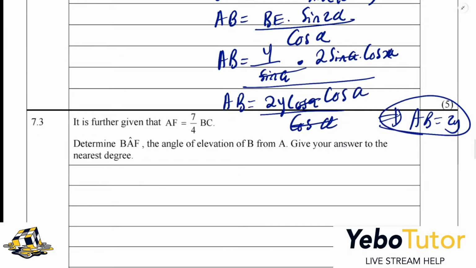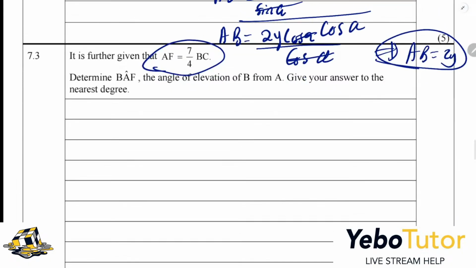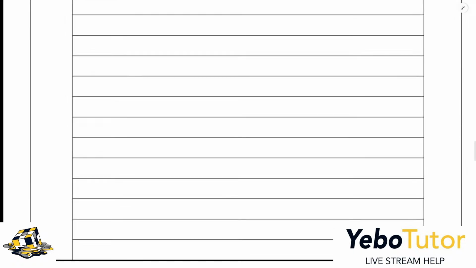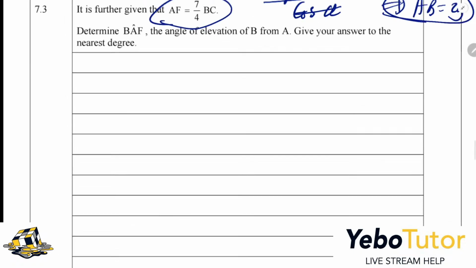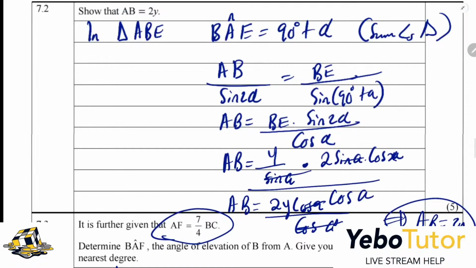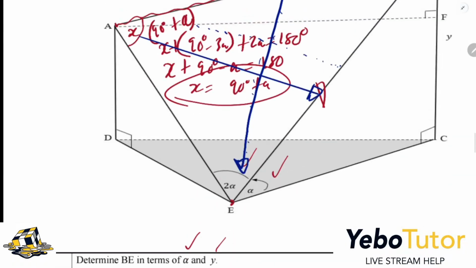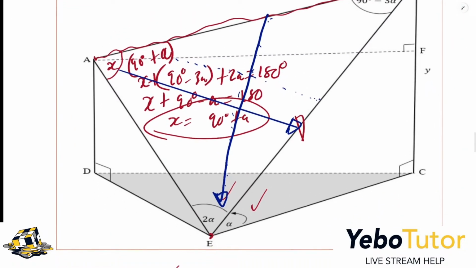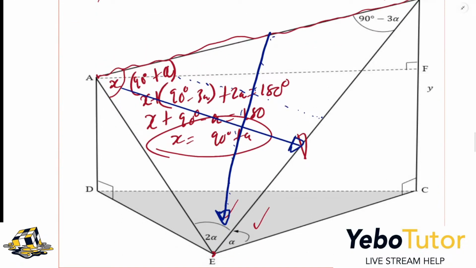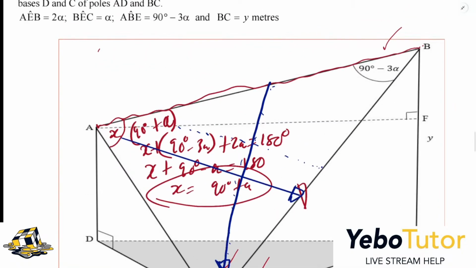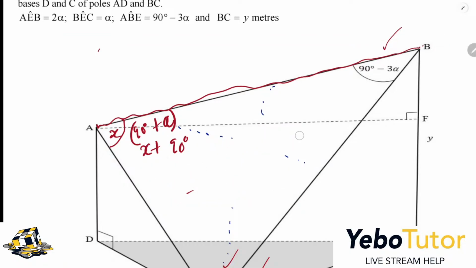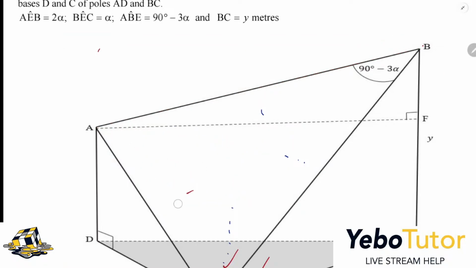If it is given that AF is equal to 7y over 4, now determine the angle. Guys, this is easy, right? Because now we already solved it through the equations which we already have. If we look at this triangle BAF, as you can see, this is your B, this is your A, this is your F. Let's just clean this so that people can see what we're talking about. So if we look at this triangle B, A, and F.